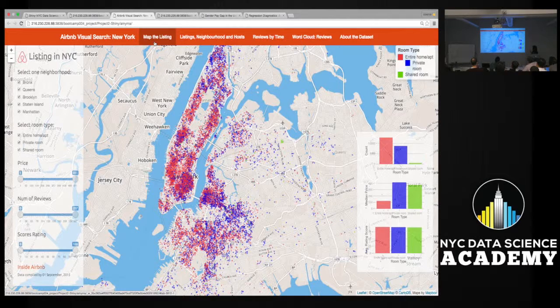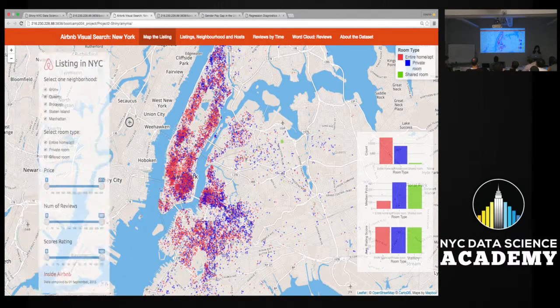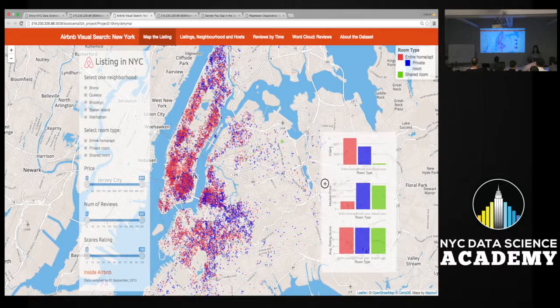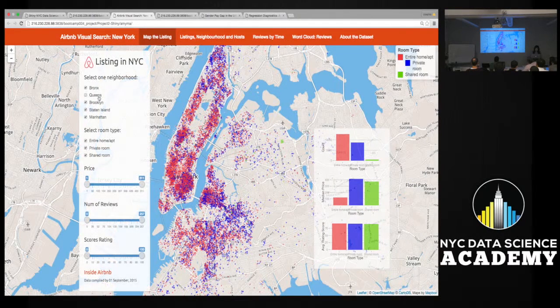You can see the red one is entire home or apartment, and the blue one is private room. And the shared room, this part is really interesting because they are just together and clustered there. Most are in Manhattan and Brooklyn, and most of the rooms are entire home or apartment. You can select by neighborhood, room type or price. You have a lot of choices, and the map will correspond to your choices.